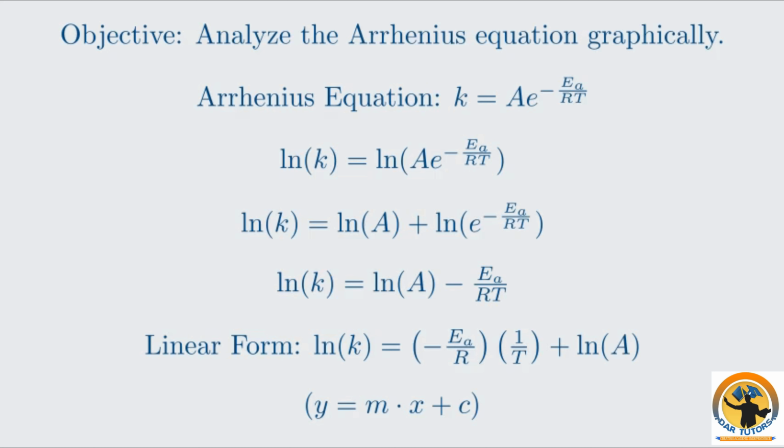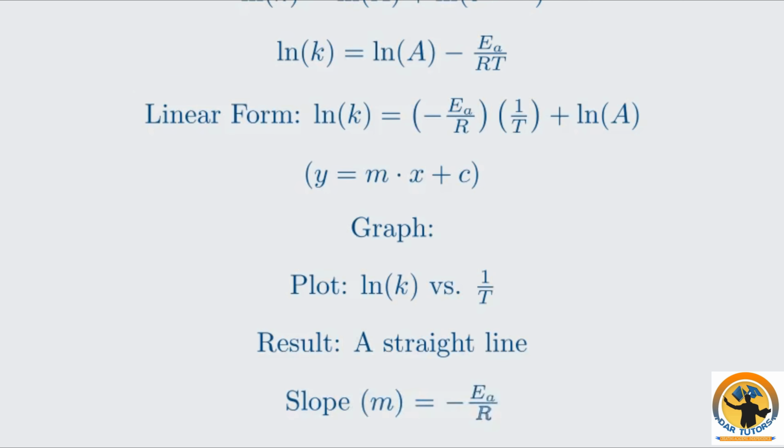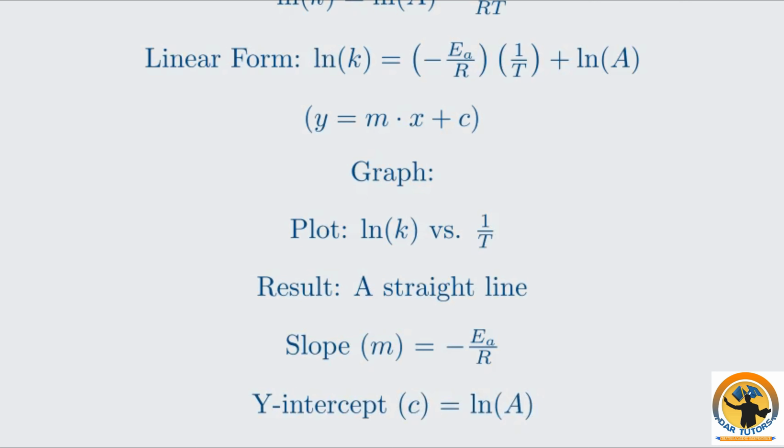We can see a direct correspondence. If we plot the natural logarithm of the rate constant, ln K, on the y-axis against the inverse of the absolute temperature, 1 over T, on the x-axis, we should get a straight line. The slope, m, of this line will be equal to negative activation energy over R. So, we can determine the activation energy from the slope of the graph. The y-intercept c will be equal to the natural logarithm of the Arrhenius factor, ln A, from which we can find A. This linearization provides a powerful way to extract two key kinetic parameters from experimental data.